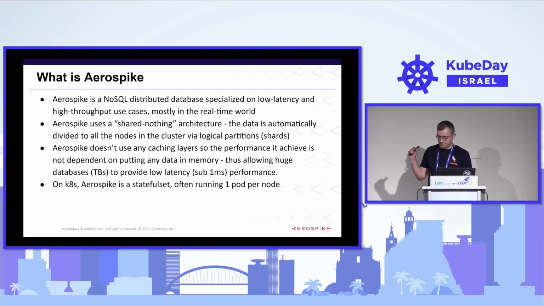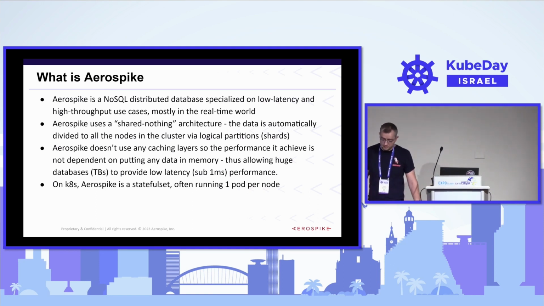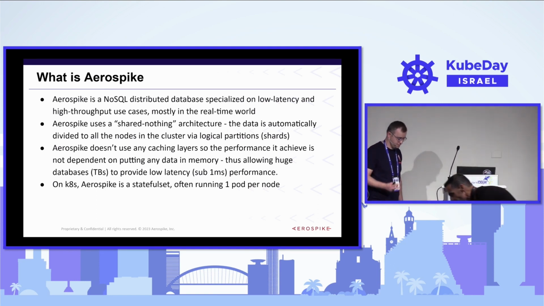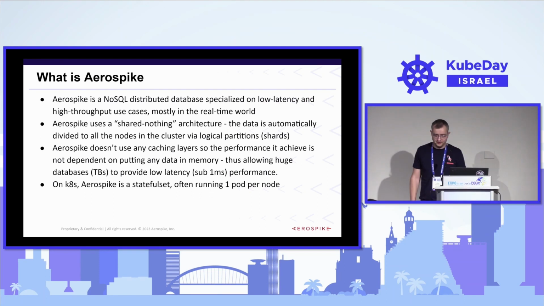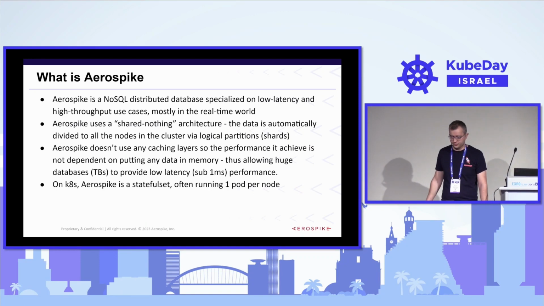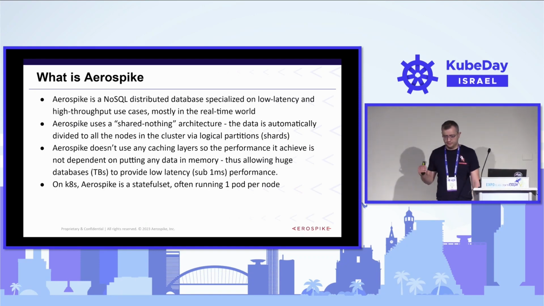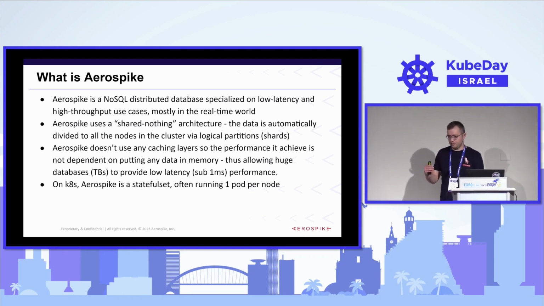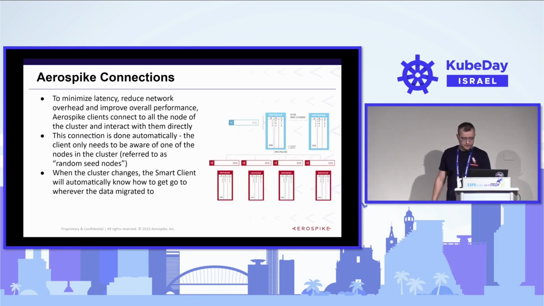In Kubernetes, we run as a stateful set application, meaning that the operator is a preferred way to install an Aerospike cluster. We also use affinity and anti-affinity rules in order to make sure that our Aerospike pods are running on separate nodes.